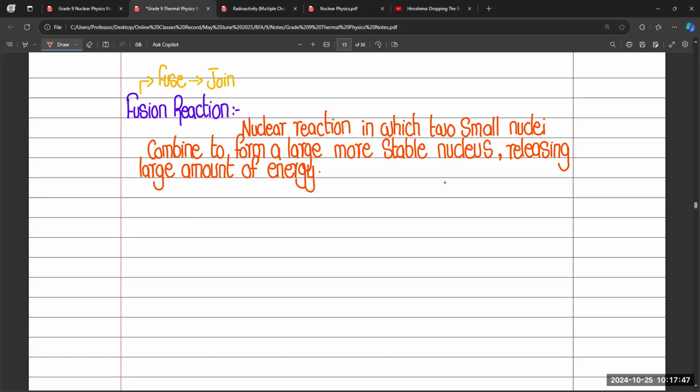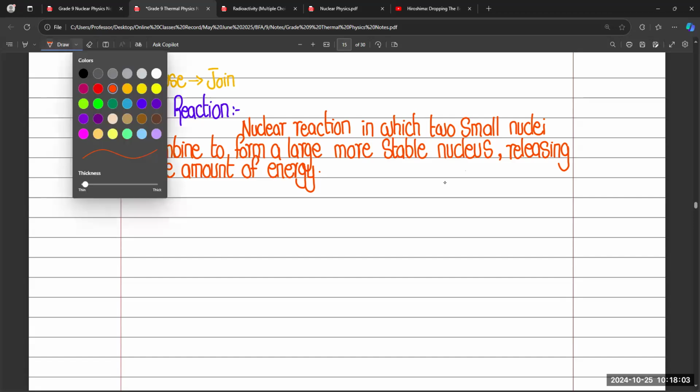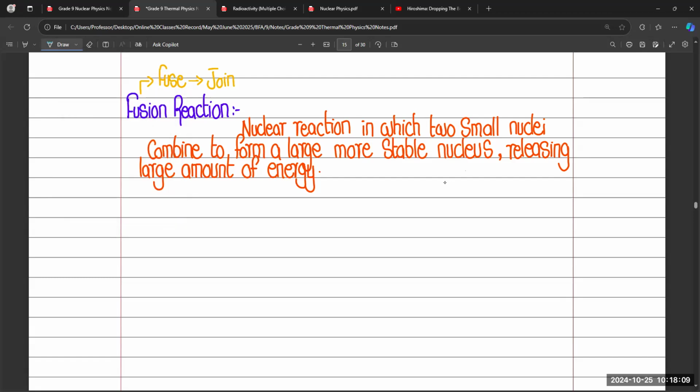And this reaction is exactly the reverse of the first one. In the first reaction, we split into smaller nuclei. And in this reaction, we are adding up small nuclei to make a heavy stable nucleus, right? This reaction occurs in stars, like the example of the sun, because we consider the sun also in the category of stars. That's why when we start the chapter of space physics, we will discuss this concept in detail, how this reaction takes place in the stars.